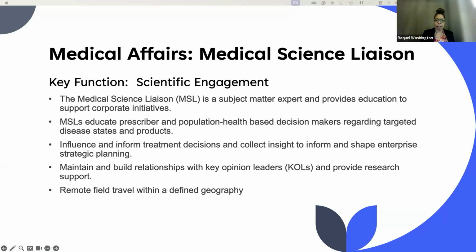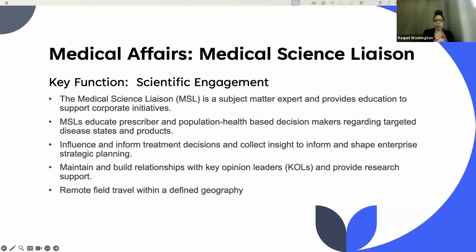Because I think a lot of times people don't really know what that manager is looking for. How can I differentiate myself? So I'm going to try and give you a little bit of that. Here are the key functions of the MSL role, and really it's scientific engagement and different aspects of it.